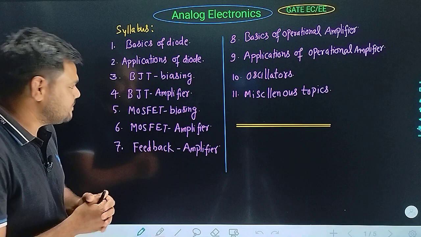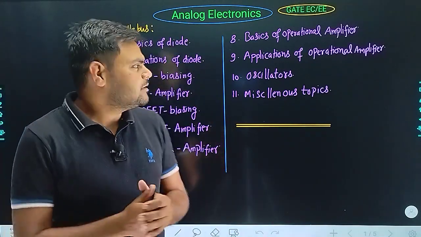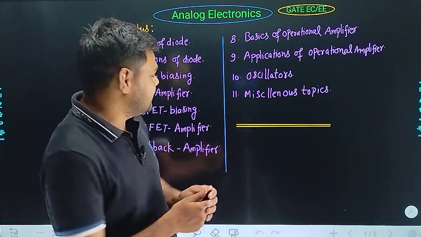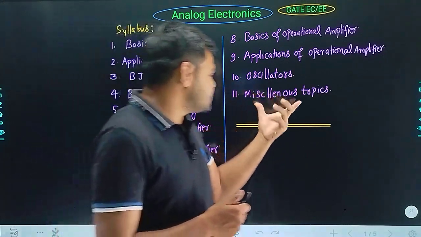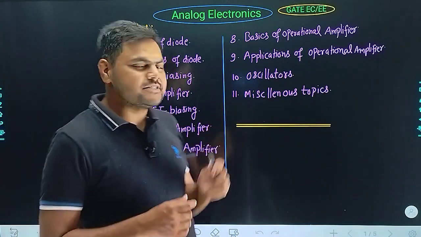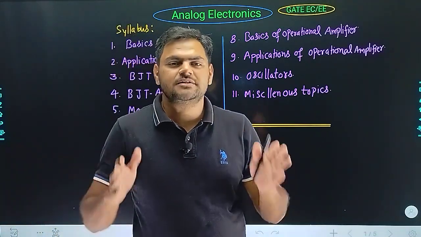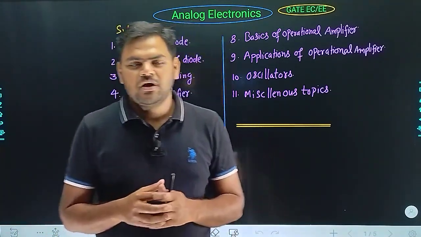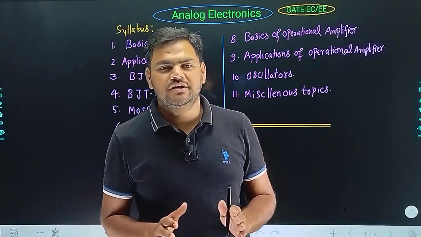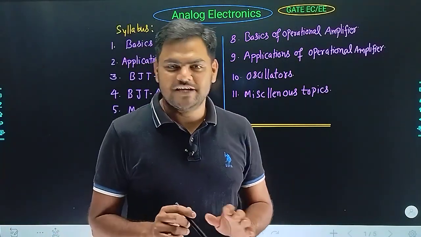After that, the next separate chapter is the basics of operational amplifier, the basics of op-amp. And after that we'll talk about the application of operational amplifier, application of op-amp. The next topic is oscillators. And the last one, after completion of all these topics, is miscellaneous topics. Miscellaneous topics is a section in which we consider some special topics branch wise. For a particular branch, like multi-stage amplifier, which is a part of electronics engineering, and many other types of topics, we are going to cover in the miscellaneous topics section.